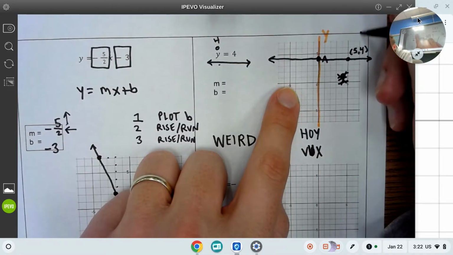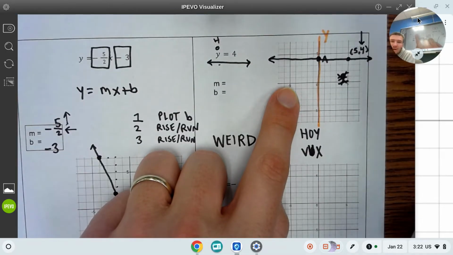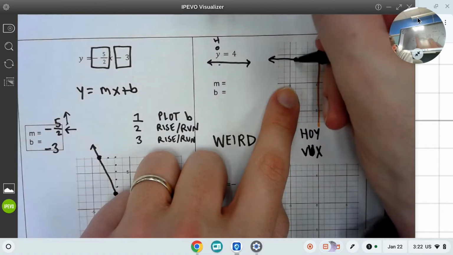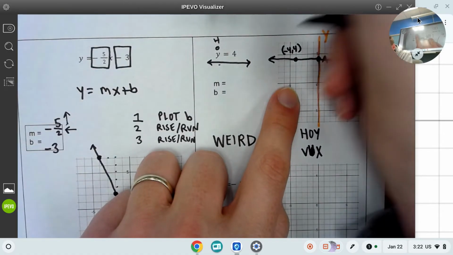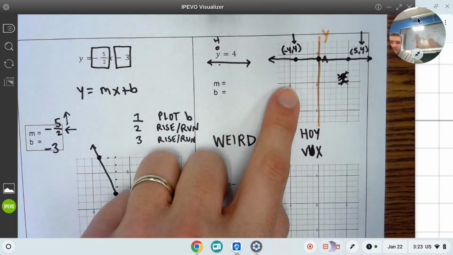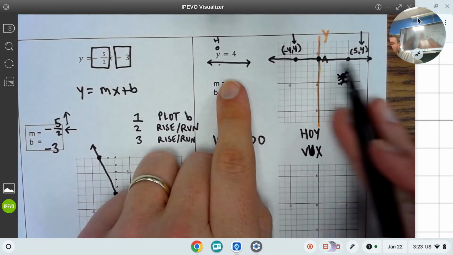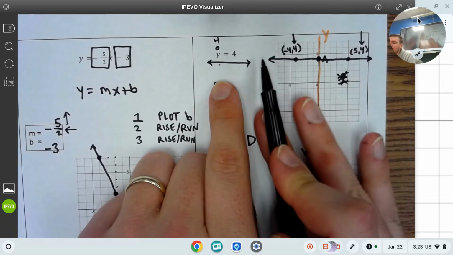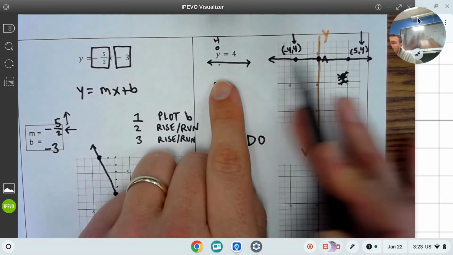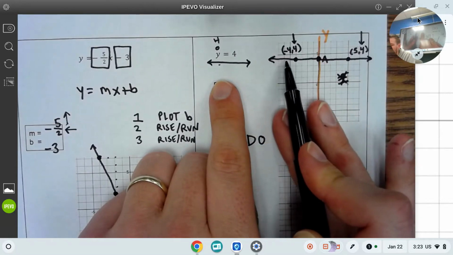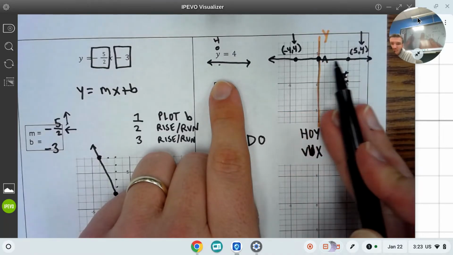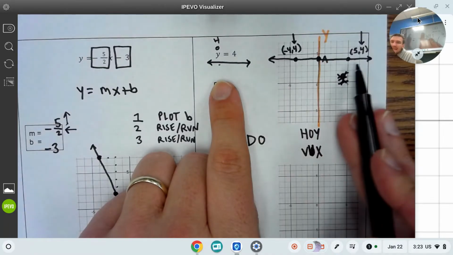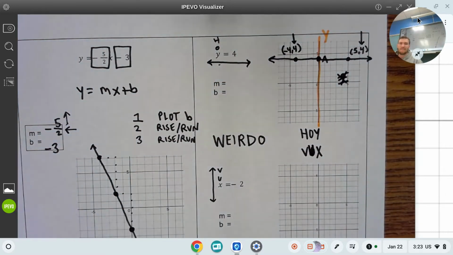And what does the y equal? 4. And this coordinate right here is negative 4, 4. And what does the y equal? 4, right? This is the place where the y value is every single time 4. Y is 4, y is 4, for this whole line. It has to be side to side. That's why it works like that.